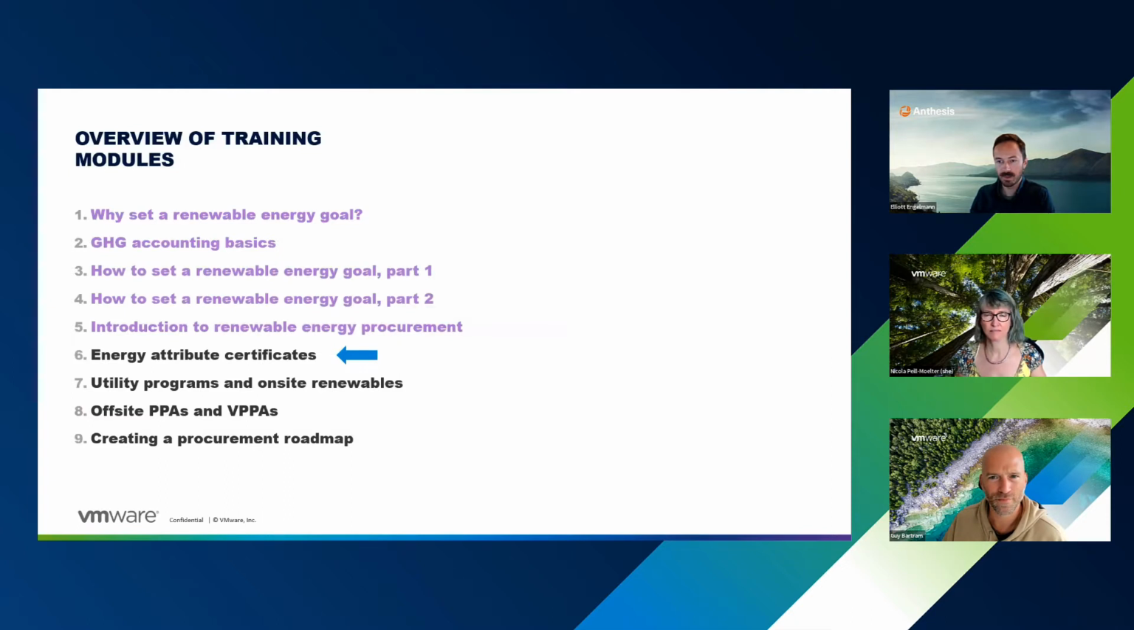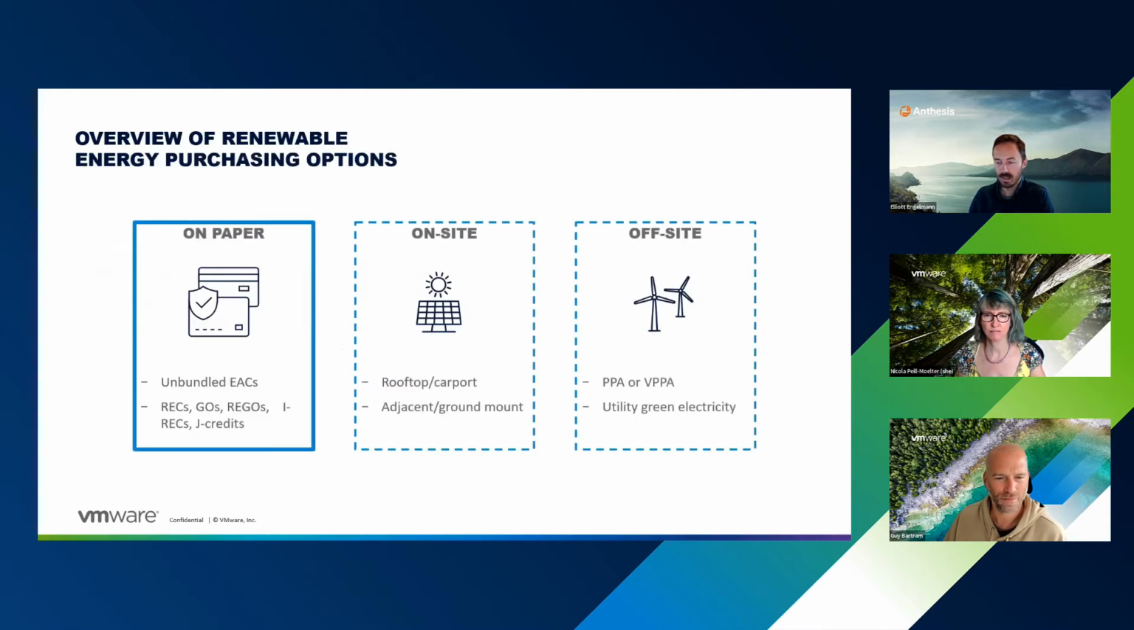So again, here's where we're sitting in the overall progress. This is module 6. This is the first of 3 modules specifically about renewable energy procurement methods. And again, we're talking about these on-paper forms of renewable energy procurement, unbundled EACs.